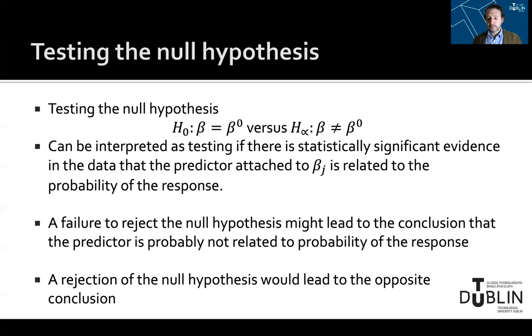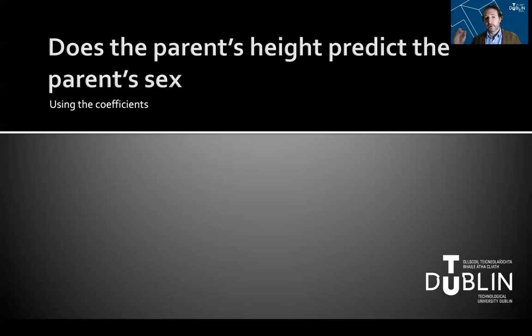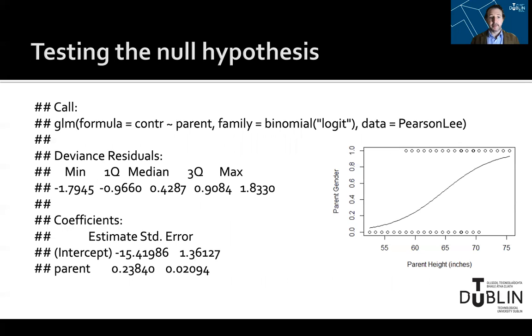So, for example, does the parent's height predict the parent's sex type? And it does. So we have our intercept. Our intercept helps us define where the 50-50 point is. And the parent helps us define how steep that slope is. Okay. So let's do our null hypothesis.